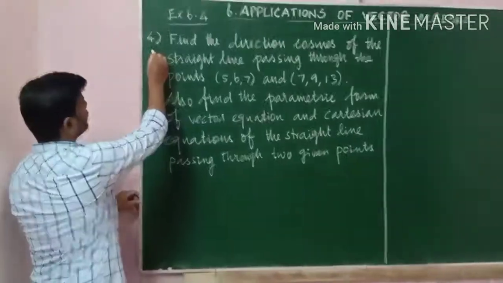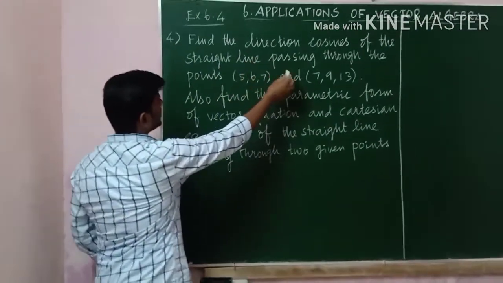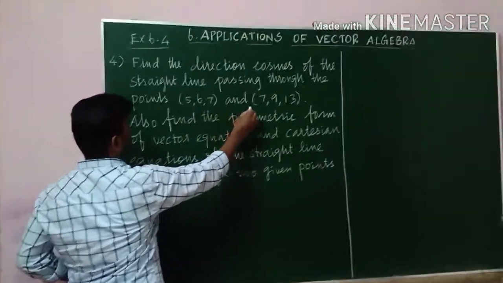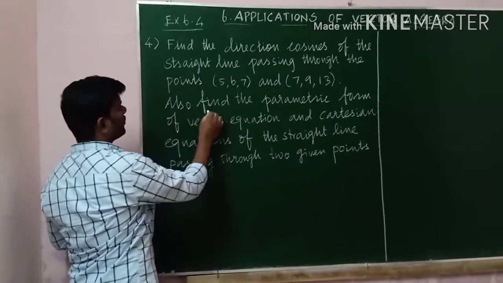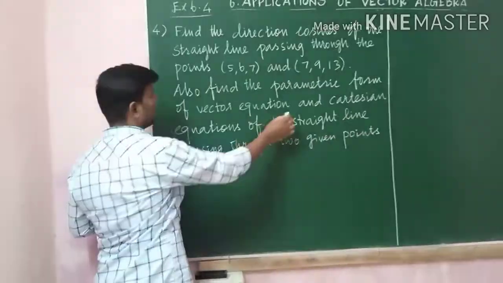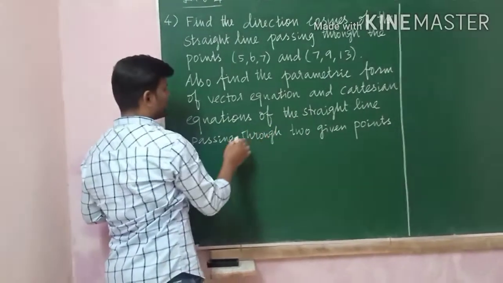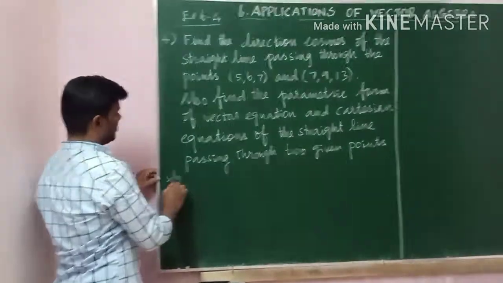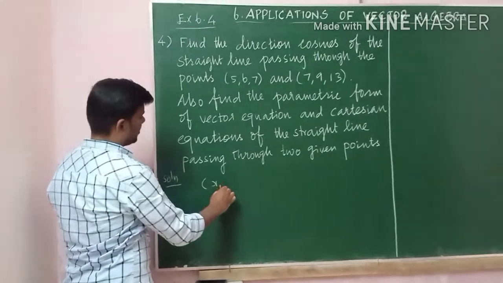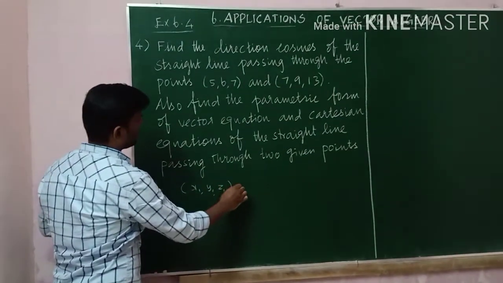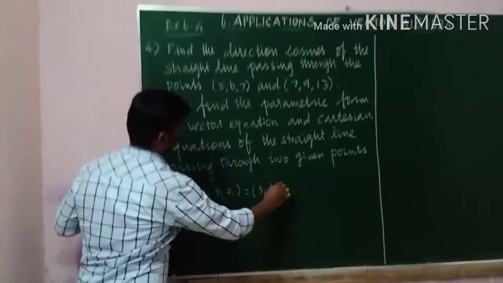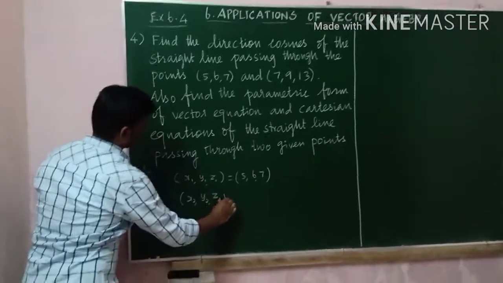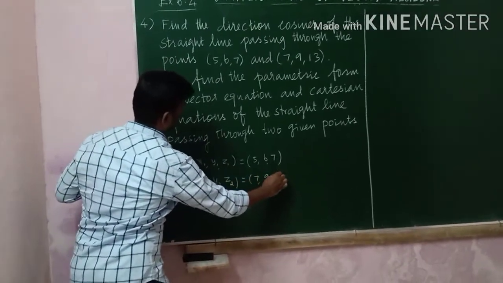Exercise 6.4, fourth question. Find the direction cosines of the straight line passing through the points (5, 6, 7) and (7, 9, 13). Also, find the parametric form of the vector equation and the Cartesian equations of the straight line passing through the two given points. So here they have given 2 points. The first point we will take as x1, y1, z1, which is 5, 6, 7, and the second point as x2, y2, z2, which is 7, 9, 13.